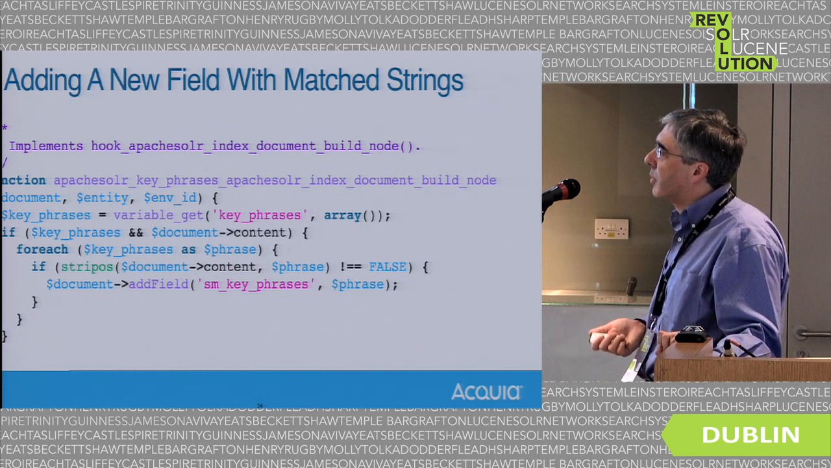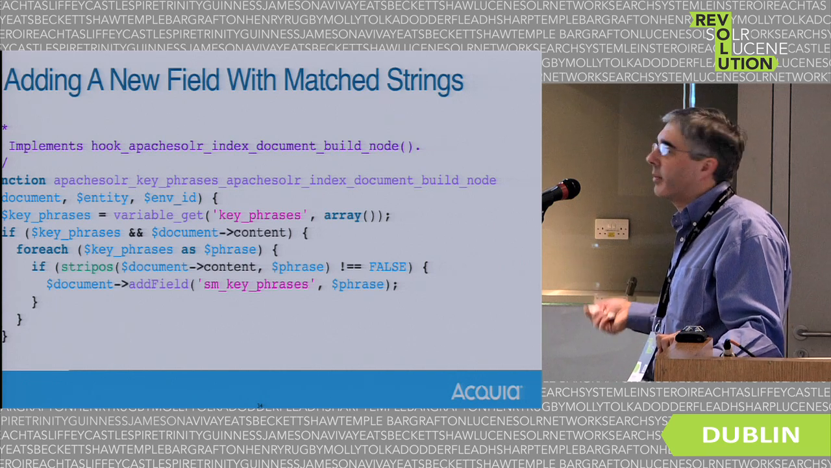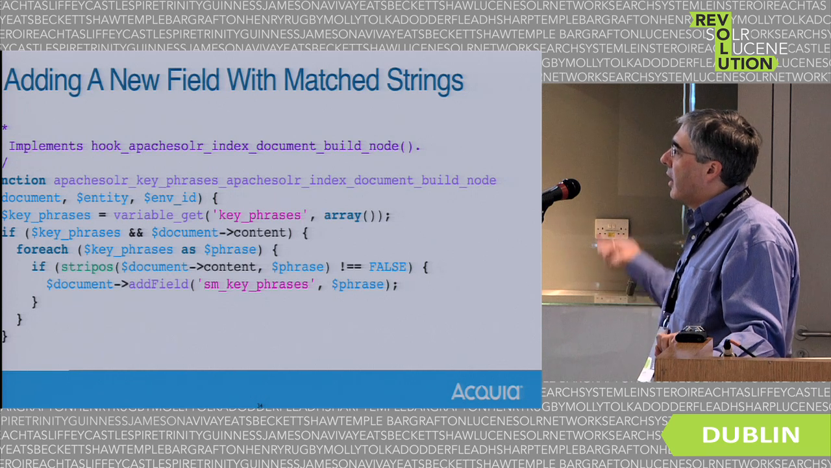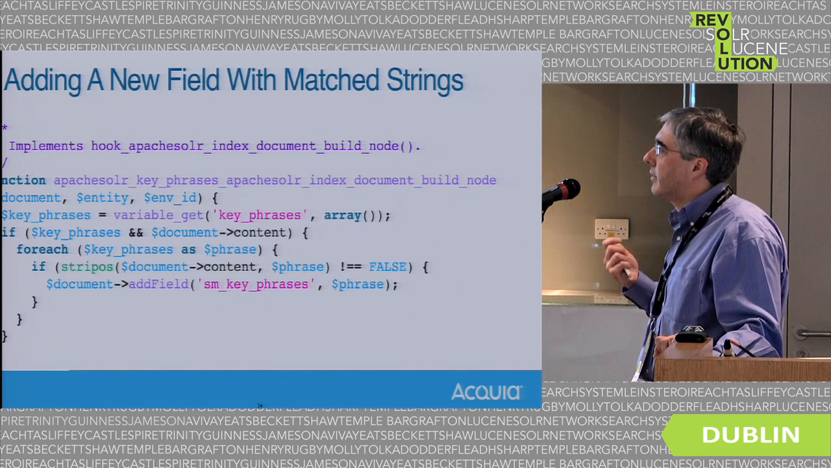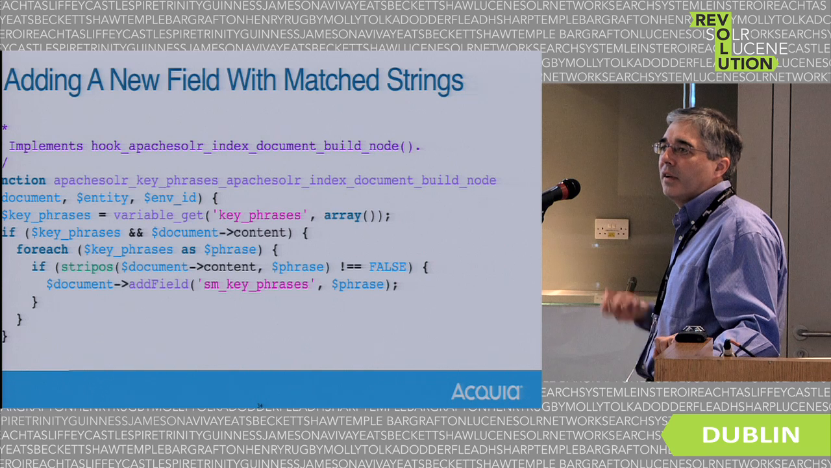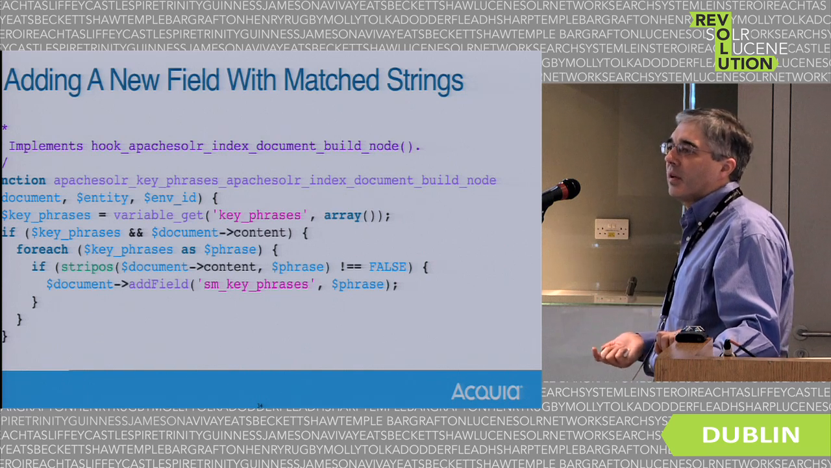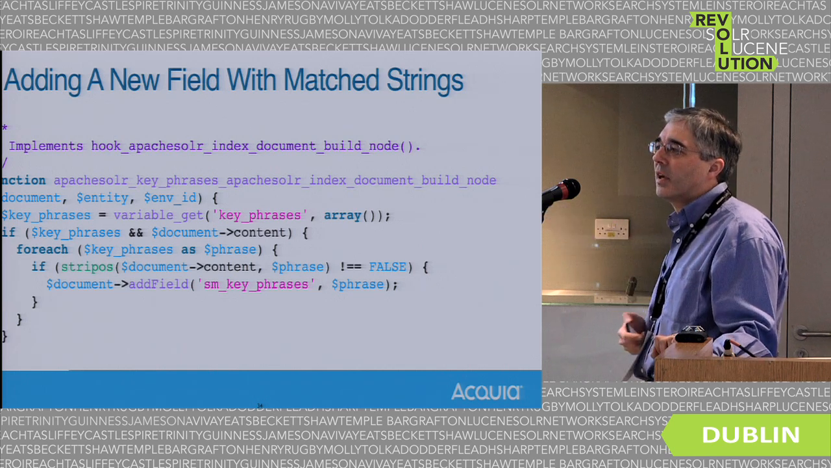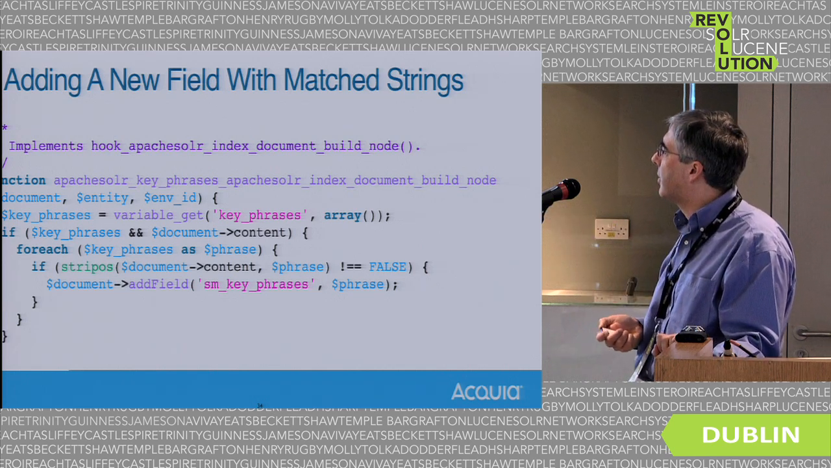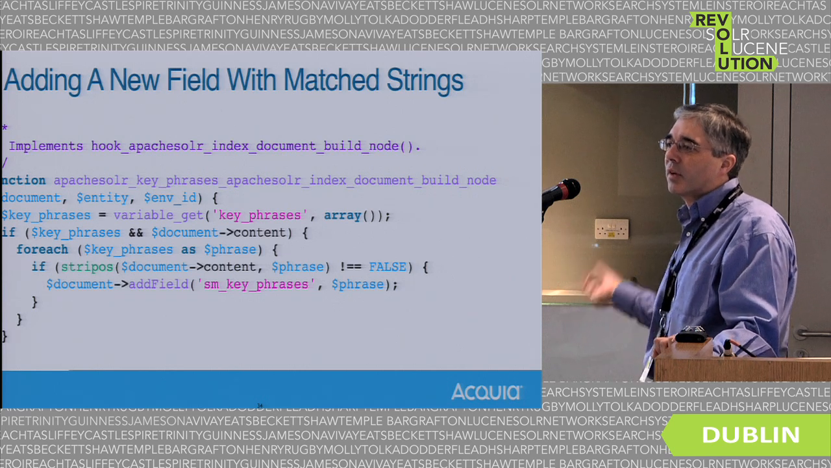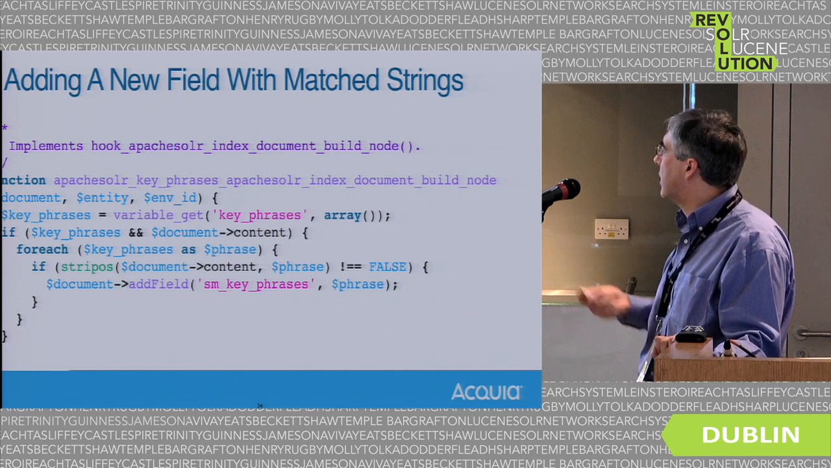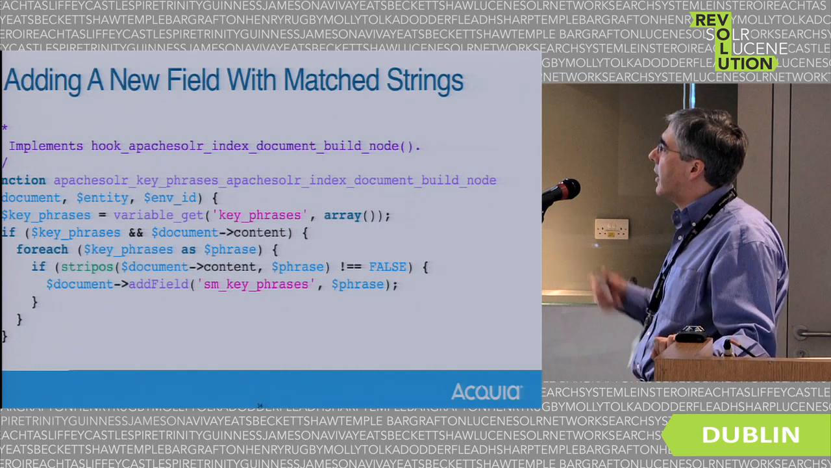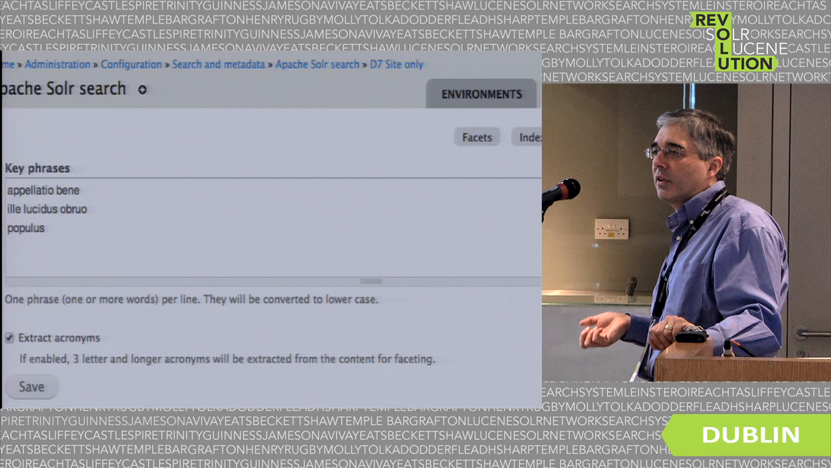I can get a variable that has stored any key phrases I'm interested in. I can iterate over them, using a case-insensitive search to find whether that phrase appears anywhere in the document. If it does, I add it to the field sm, which is a string multi-value field. I add this phrase, and because it's a string field, it's suitable for faceting. Great.